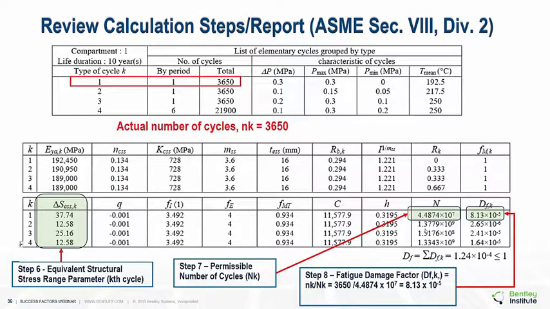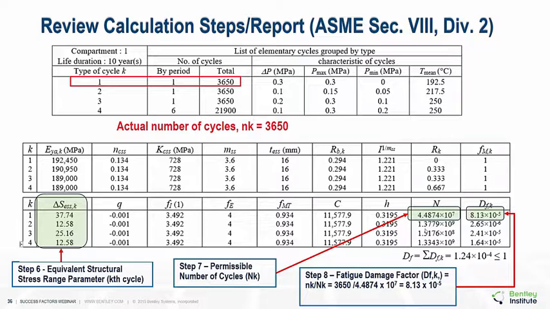Shown above in the report, the delta S_ESS,k are computed for all the k cycles as in step 6, and the permissible number of cycles n computed for the corresponding kth cycle as in step 7. Then the fatigue damage factor is obtained by dividing the actual by the permissible number of cycles, which turns out to be 8.13 times 10 to the power minus 5 for k equal to 1. Likewise, all the fatigue damage factors for all the cycles are summed up to obtain the accumulated fatigue damage for that joint, which is less than 1, so the joint passes the fatigue assessment.